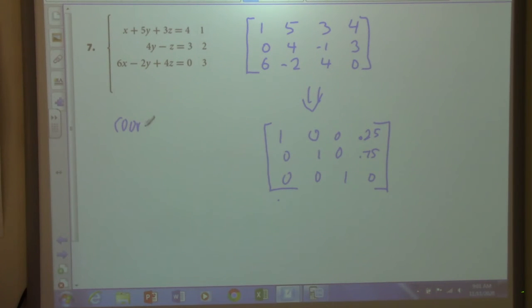So 0.25, according to this, should fall out 0.75, 0. Okay, it's going to be 0.25, 0.75, comma 0. So that would be your answer, all right? That's what I got. What I want you to do now is go to number 8 and do number 8.